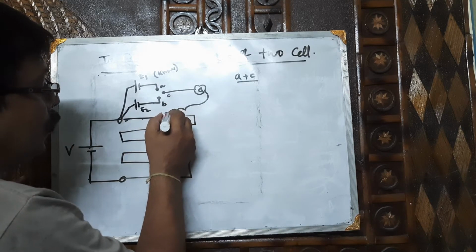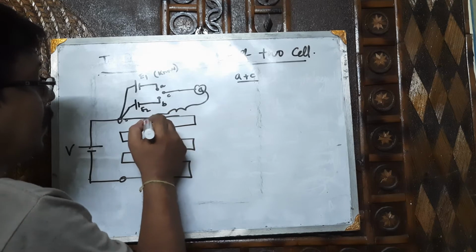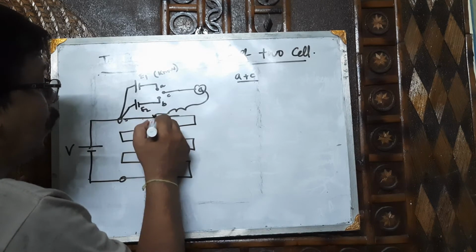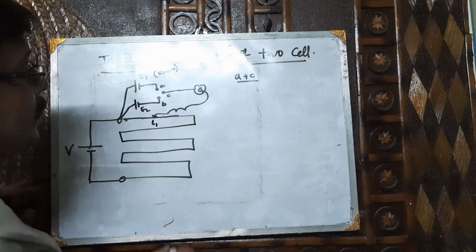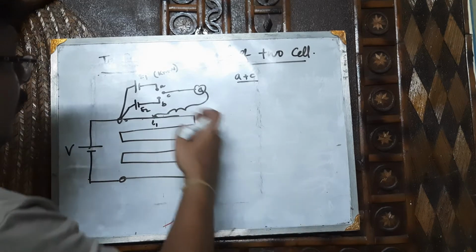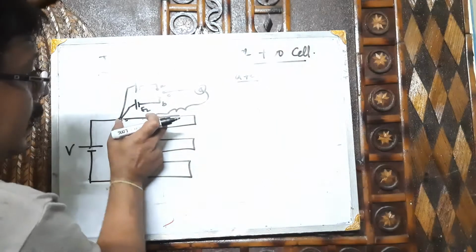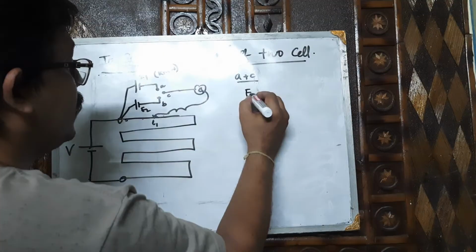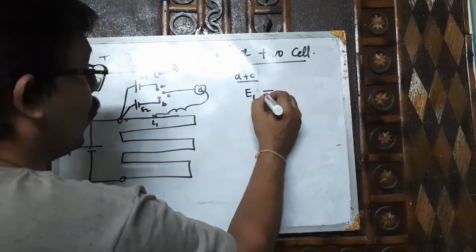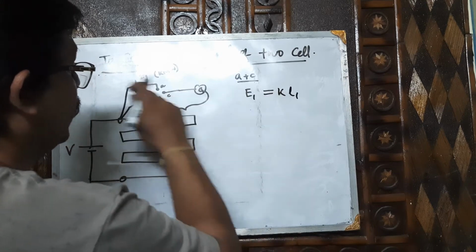And you move it, you are getting the null point, suppose here. Suppose at the length of L1, you are getting the null point. What does it mean? This EMF E1 is balanced by the voltage drop for this section L1. So we can write that E1 is equal to K into L1.